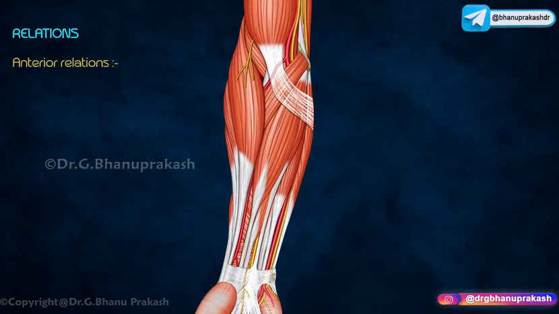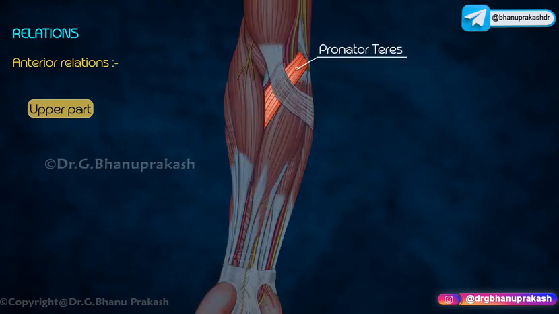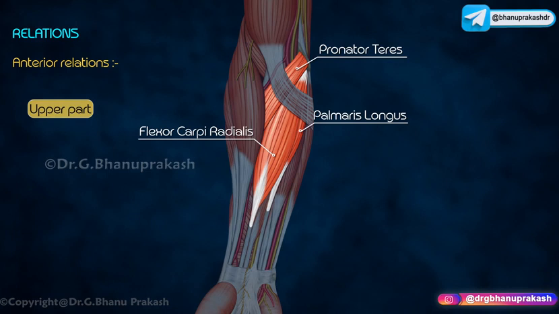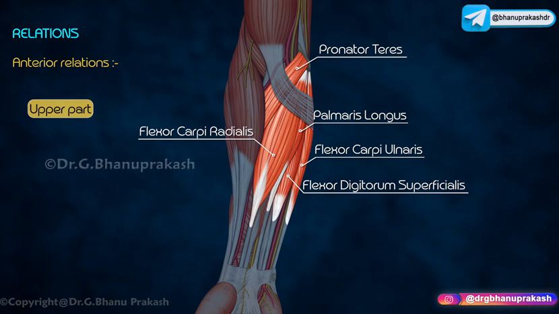Relations. Anterior relations. The upper part is covered by the following muscles: pronator teres, flexor carpi radialis, palmaris longus, flexor digitorum superficialis, and flexor carpi ulnaris. The lower part is subcutaneous and is only covered by fascia.